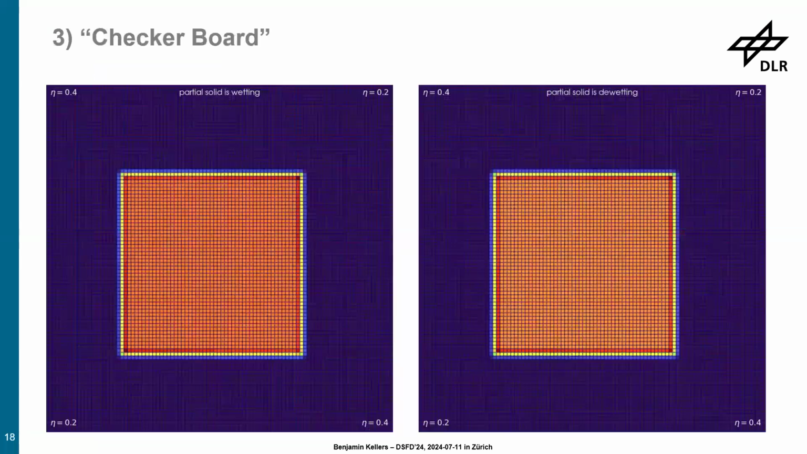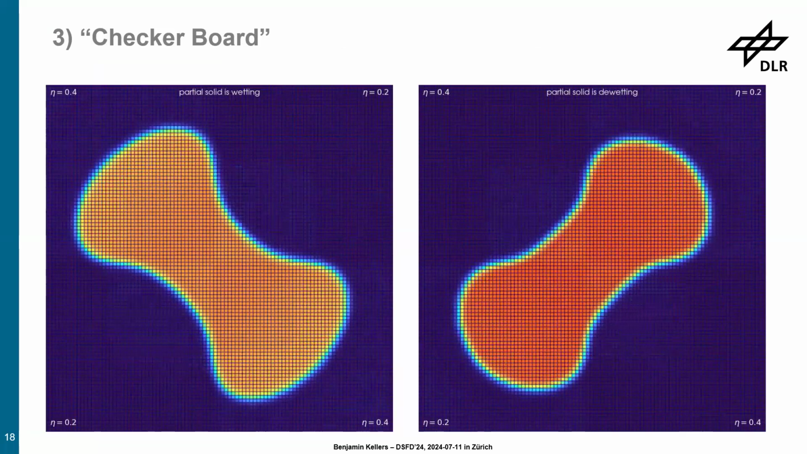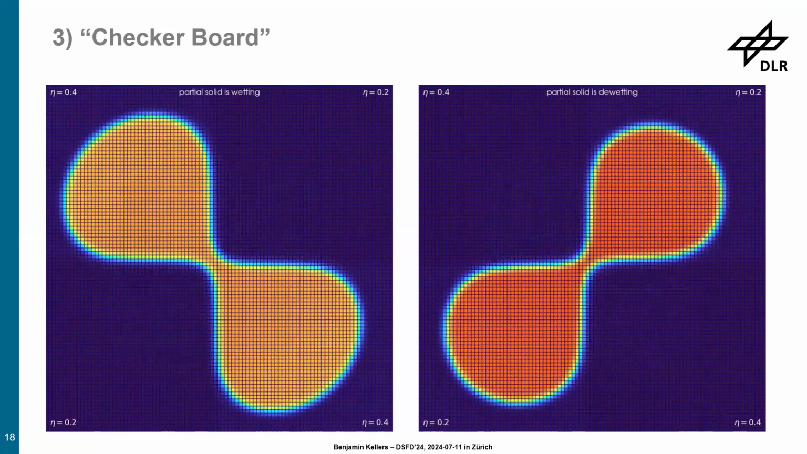And another thing we did is something we call checkerboard. Here you can see if you use different eta factors, the fluid wants to be in the part that is favorable from its wettability. So if we have good wetting solid, it wants to be where there's more solid. If you have bad wetting solid, it wants to be where there's less solid.